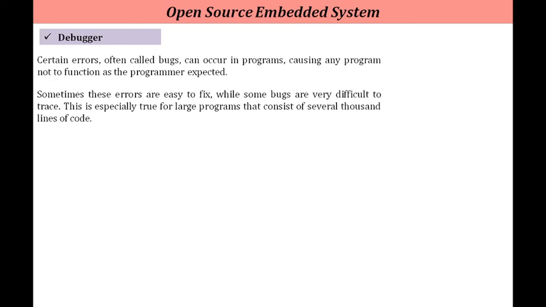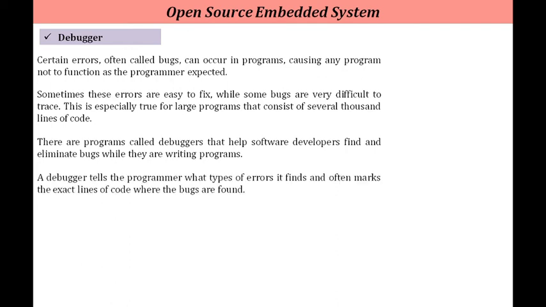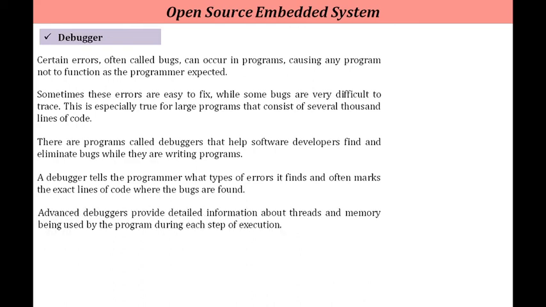For that case, it is required to have a certain program. These programs are called debuggers, and they help software developers to find and eliminate the bugs present in the total program. A debugger tells the programmer what type of error it is, and it gives its exact location and the exact line where the bugs are found. Advanced debuggers provide detailed information about threads, where they are located, and memory being used by the program during each step of the execution.